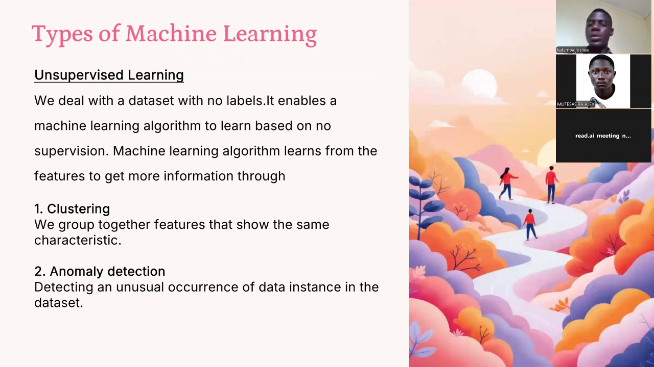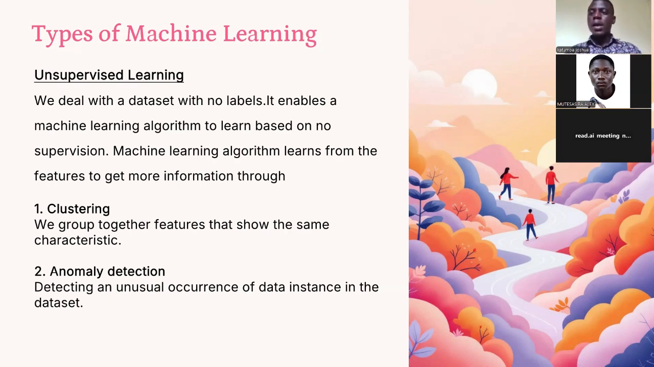Now, we also have unsupervised learning. What is unsupervised learning? Here you are dealing with a data set with no labels. So there's no labeling, and it enables machine learning algorithms to learn with no supervision. Machine learning algorithms learn from features to get more information. Now we have clustering and anomaly detection.